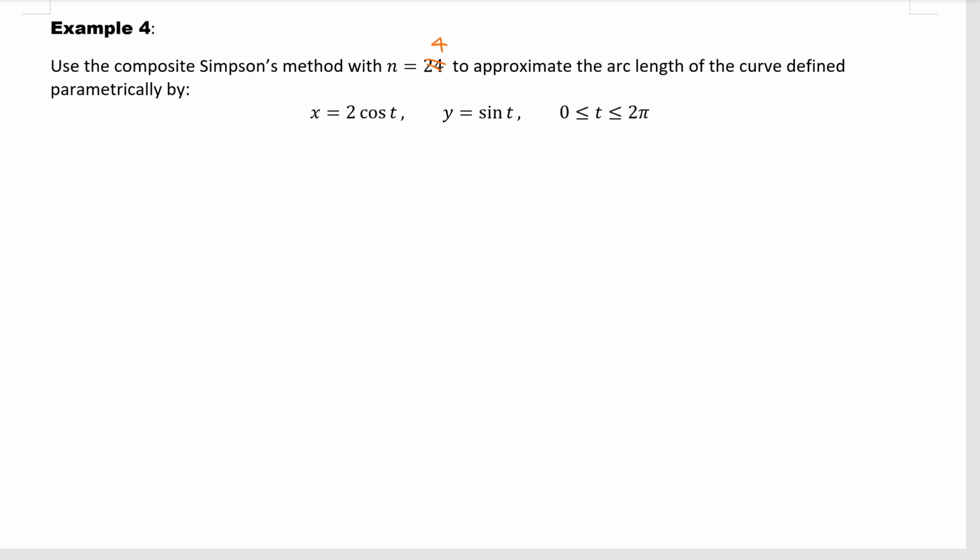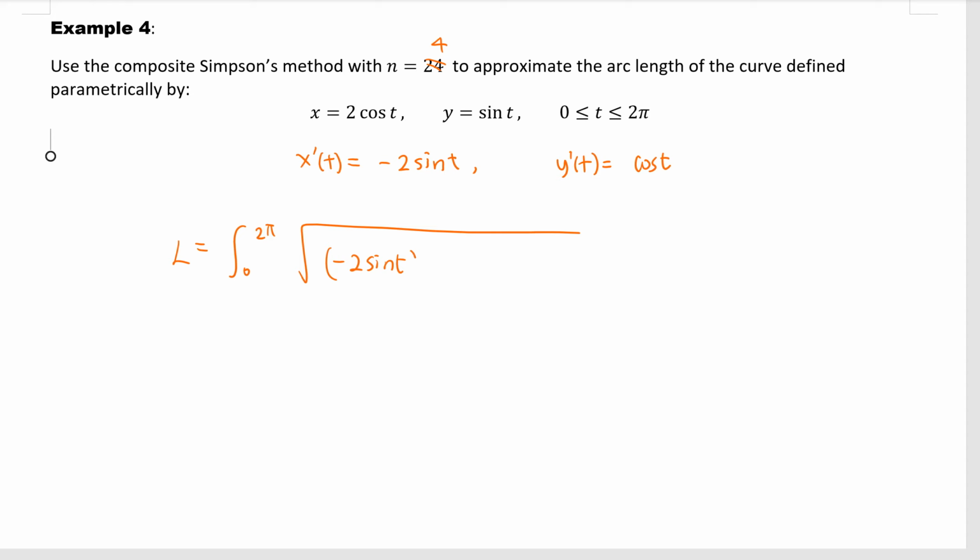Okay, so here we have the parametric equations, right? So x and y are functions of t. Then we have to figure out what x prime of t is. The derivative of cosine is minus sine. The derivative of sine t is cosine t. And then L is the integral from 0 to 2 pi of the square root of x prime squared plus y prime squared, so minus 2 sine t squared plus cosine t squared dt. So far, so good, everybody?